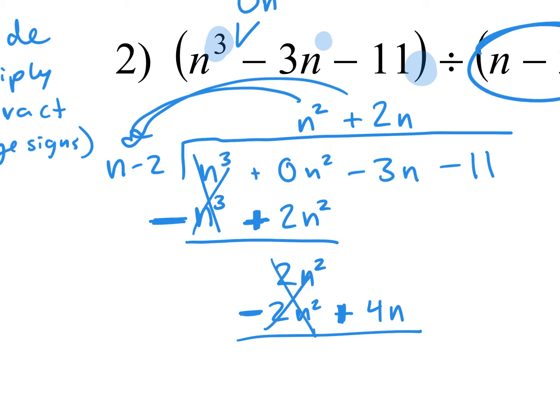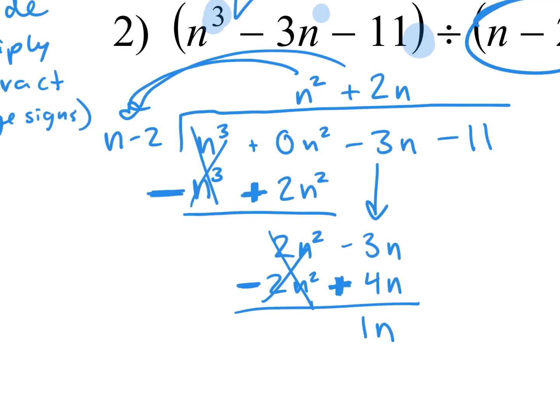So these cancel. What do I do with the 4n? So I bring down the negative 3n. Negative 3n plus 4n is what? n. Or I could say 1n. What do I do next? Divide. So if I divide 1n by n, what do I get? 1.